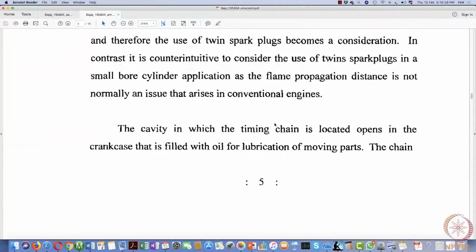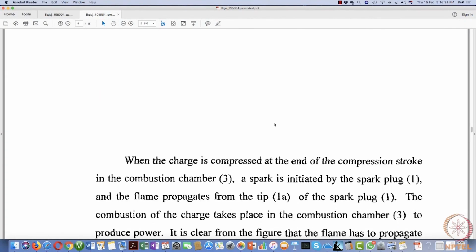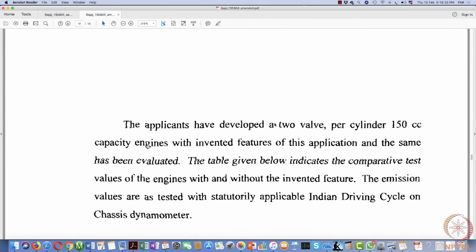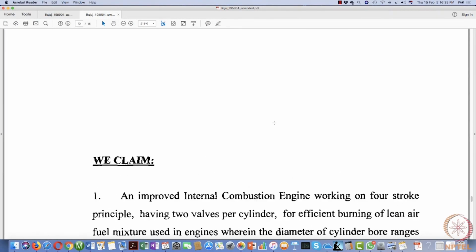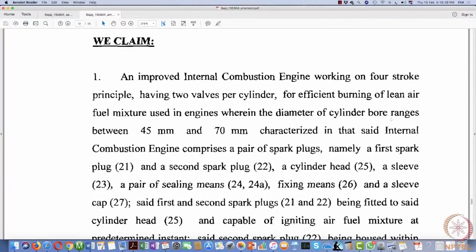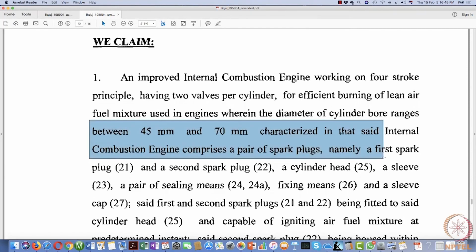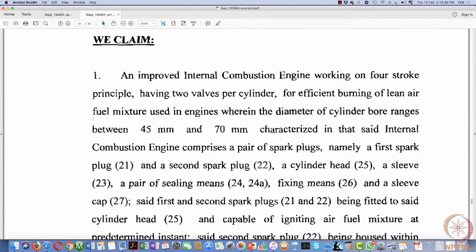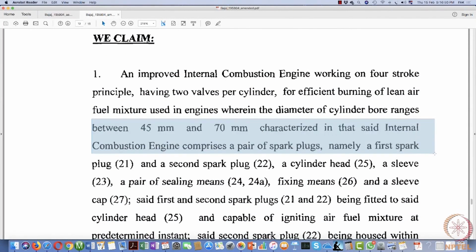Now let's go to the part where the claims are mentioned. There is a description of the drawing, and here is the claim. Now this is the amended claim. Now you will notice that we find something that has been introduced which was previously not there. This part has now been introduced.